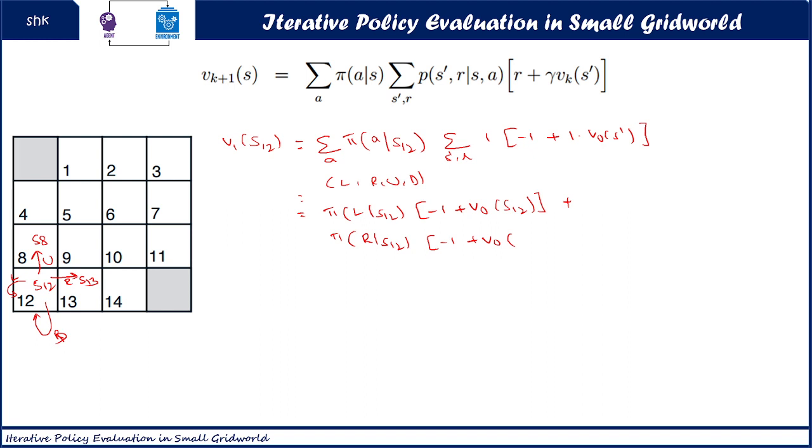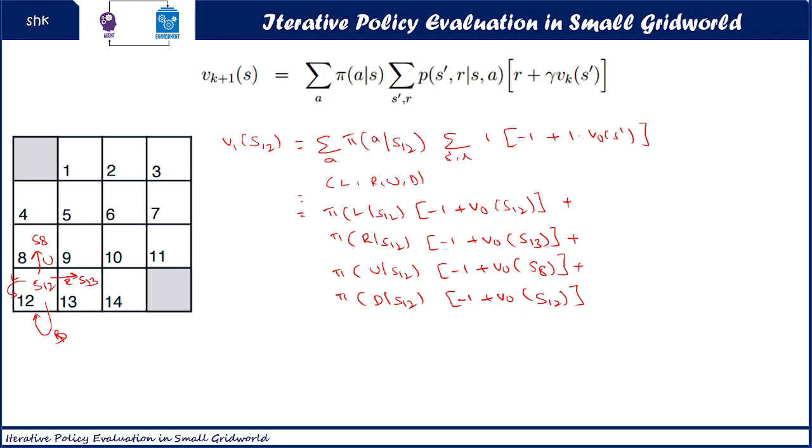When we take a right action, we fall to the S13 state, plus the next action, the upward action from S12 state: reward is minus 1 plus V naught of. When you take the upward action from S12 state, the next state is S8, plus pi of the down action from S12, which is going to be reward minus 1 plus V naught of. For the downside, we don't have any state, so it will fall to the same state. So that will be taken as S12 state only.